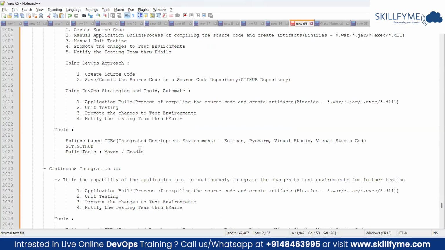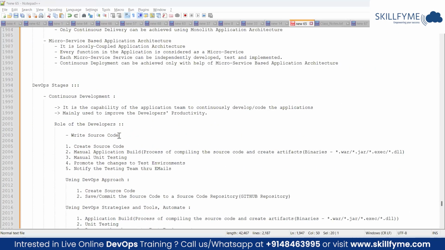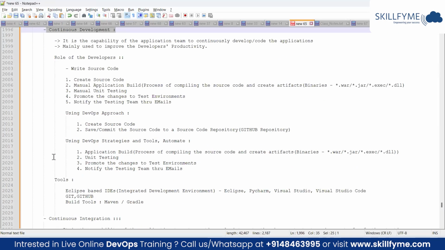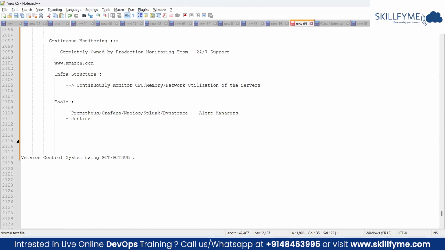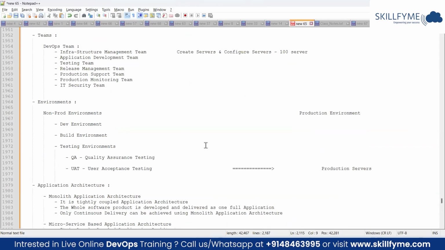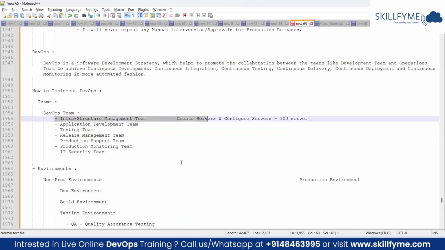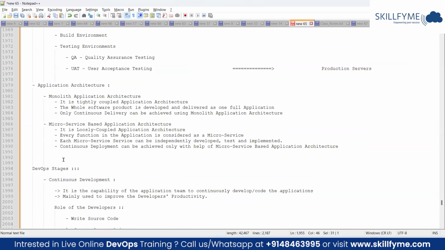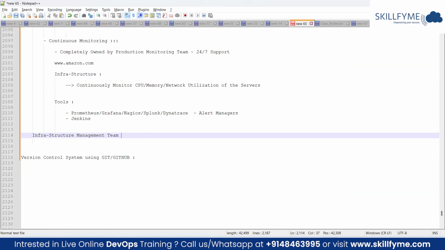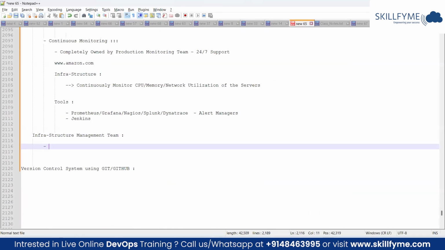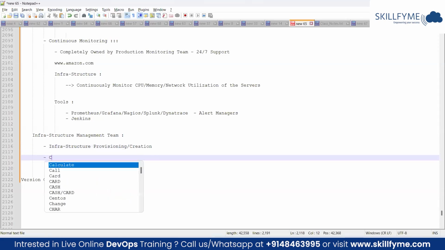Understood? Now, another important thing. We talked about various stages here, starting from continuous development, continuous integration, testing, delivery, deployment, and monitoring. Apart from that, DevOps is also supportive for your very first team, called the infrastructure management team. So what is the primary role here? As part of DevOps stages, we will take care of the infrastructure management team because they are responsible for infrastructure provisioning. Provisioning means creation, and they are responsible to configure.